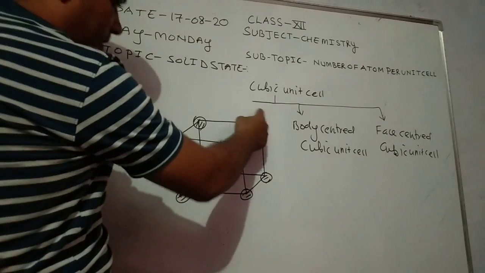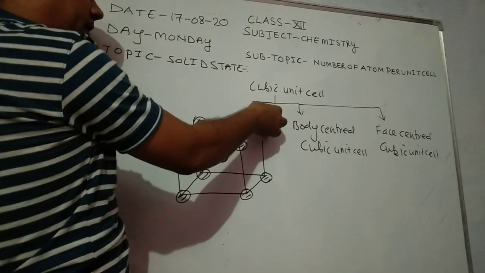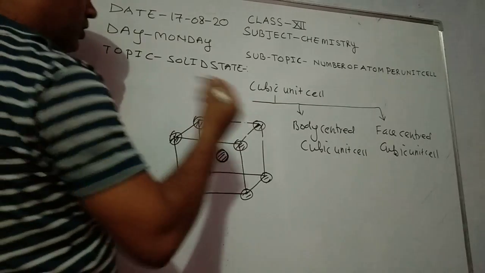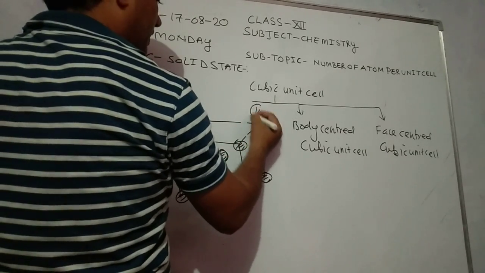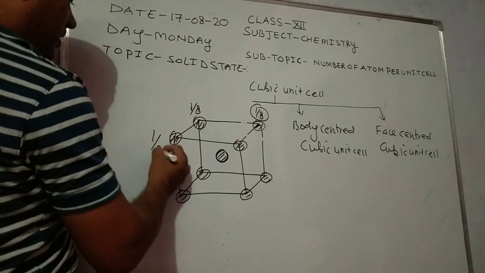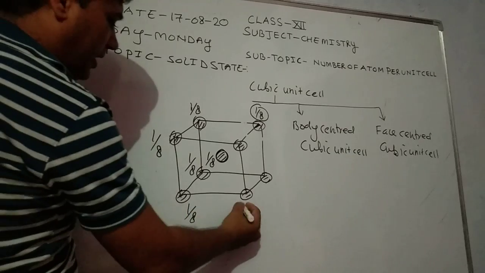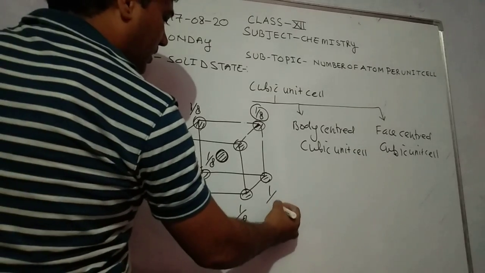So each lattice point of a particular corner is shared with 8 unit cell. So it contains 1 by 8 atom, and each of the 8 corners contains 1 by 8.